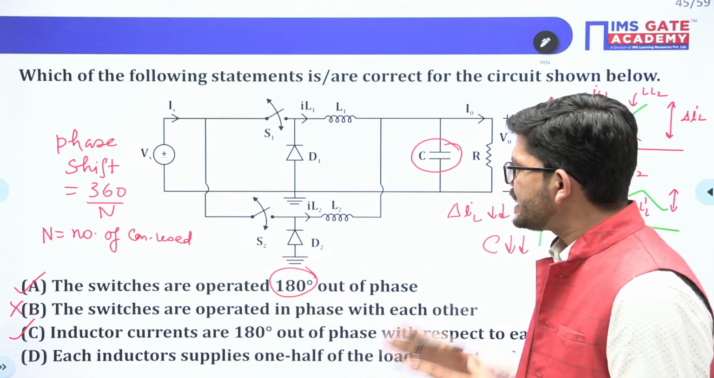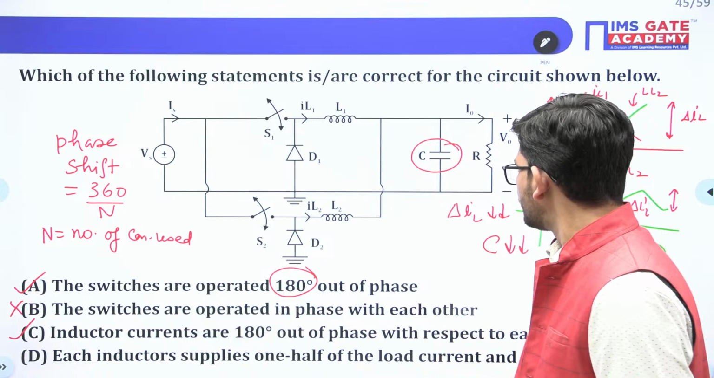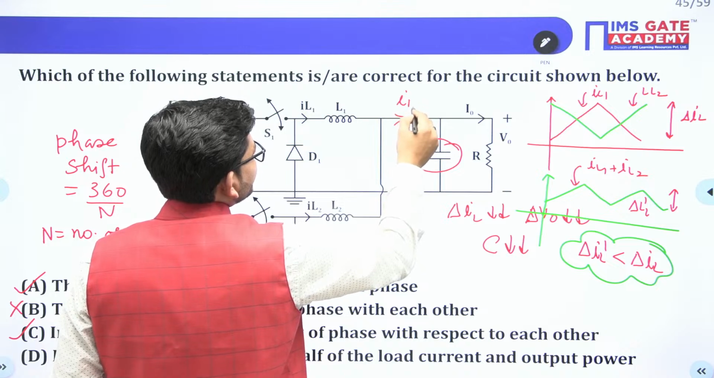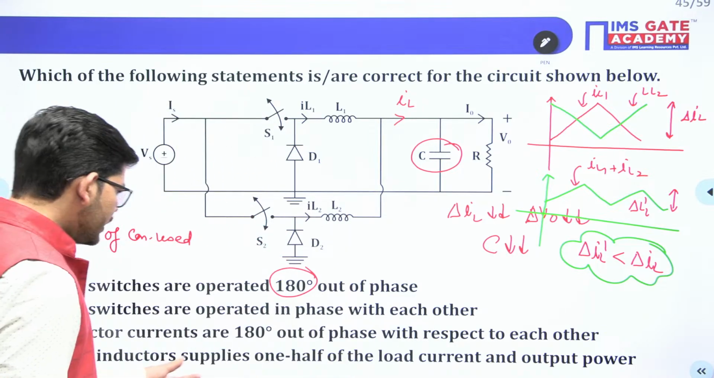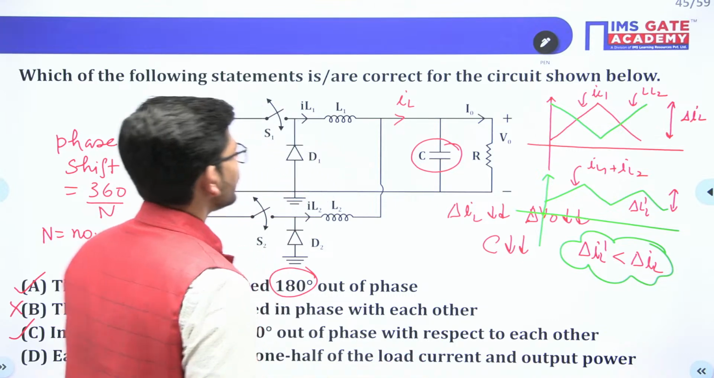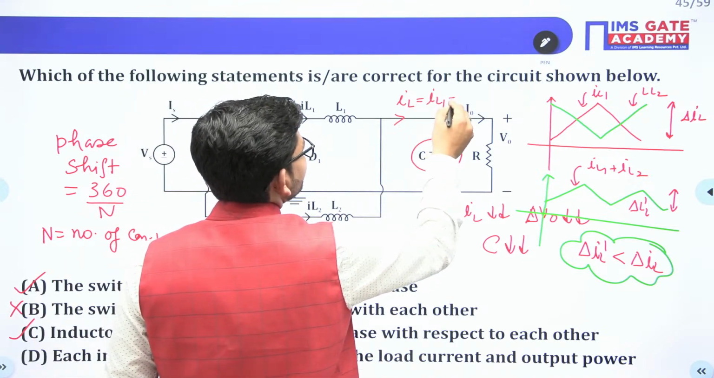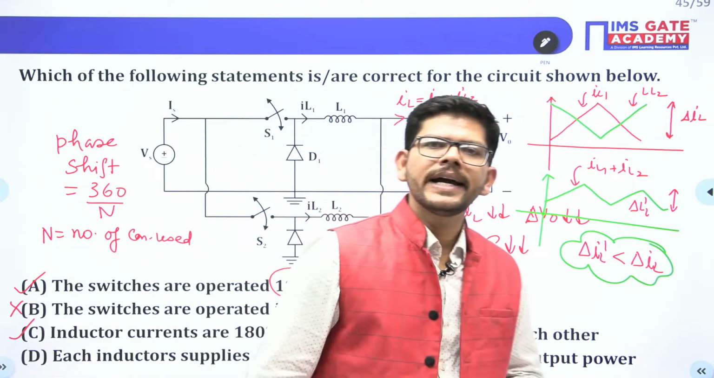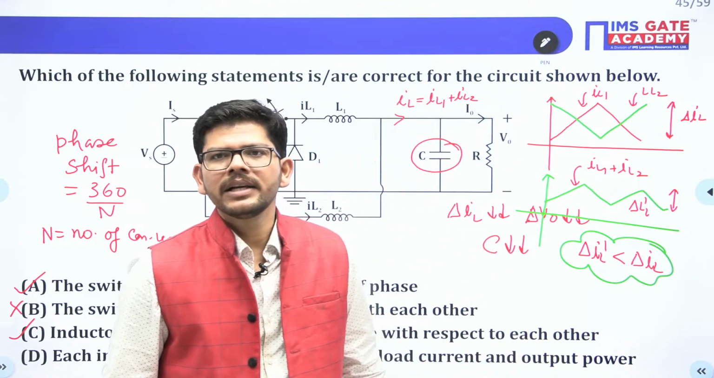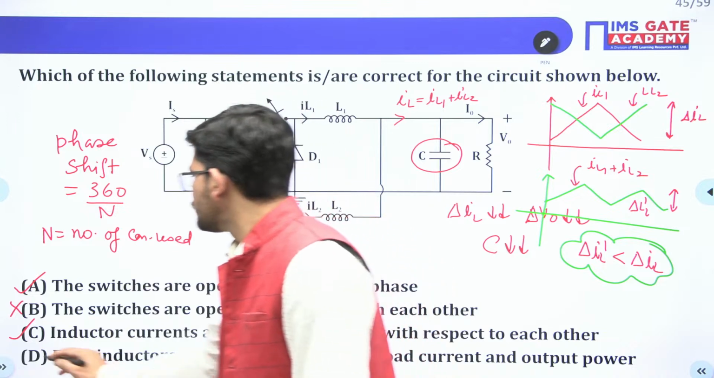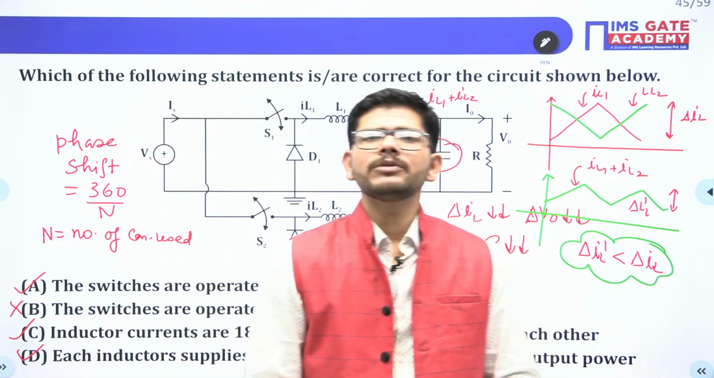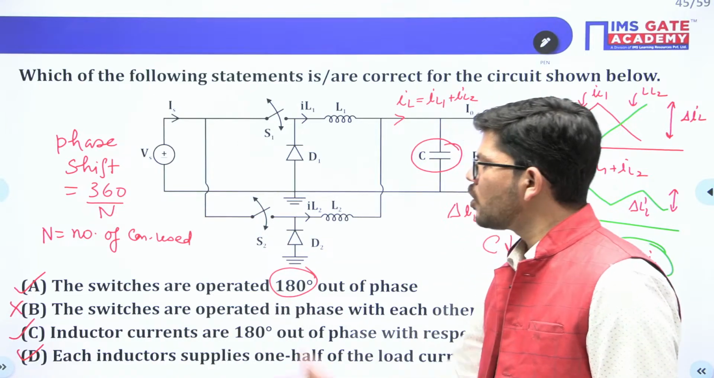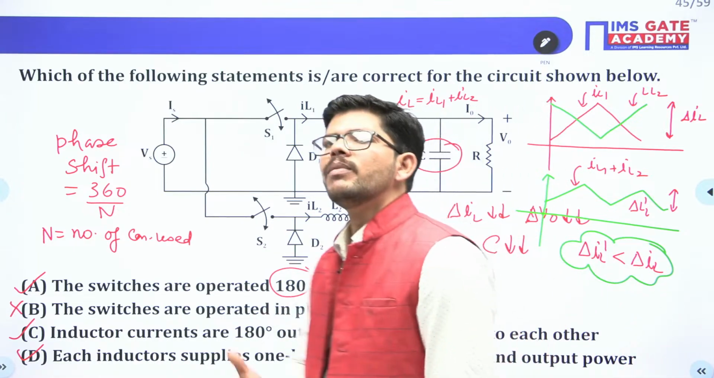Now D, each inductor supplies one half of the load current and output current. Guys, can you tell me the inductor current here? So inductor current here is IL1 plus IL2. If you are using identical converters, of course IL1 and IL2 both will be half of IL, isn't it? So this option will also be correct. If suppose we have used 4 converters, instead of 1/2, this should be 1/4. So options A, C and D, all are correct.